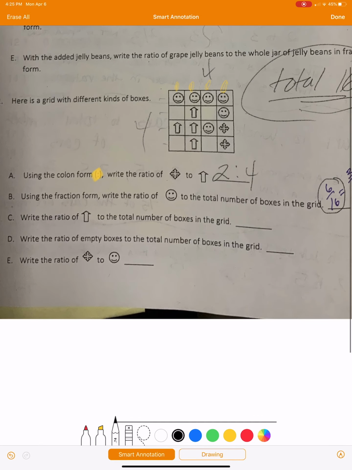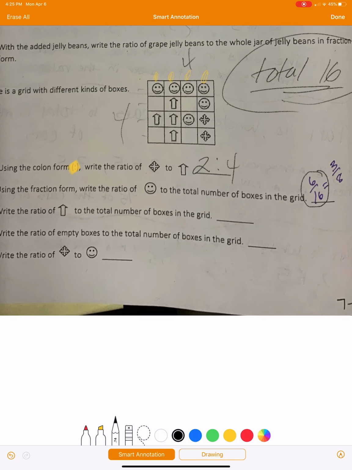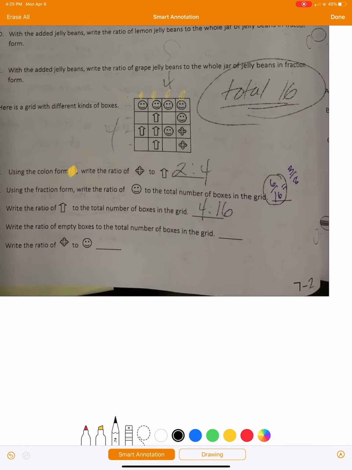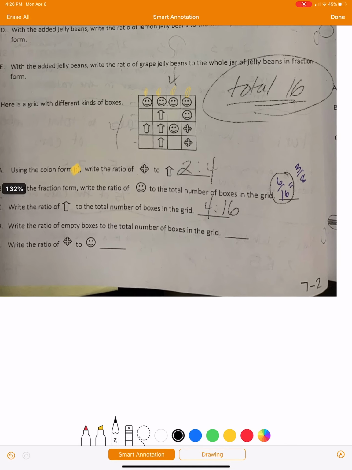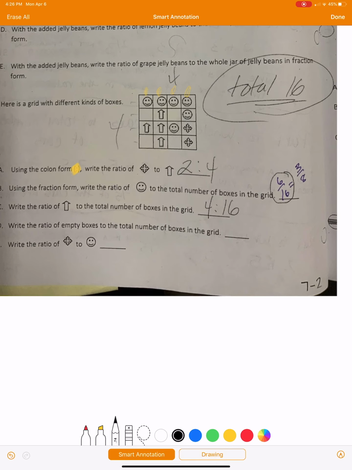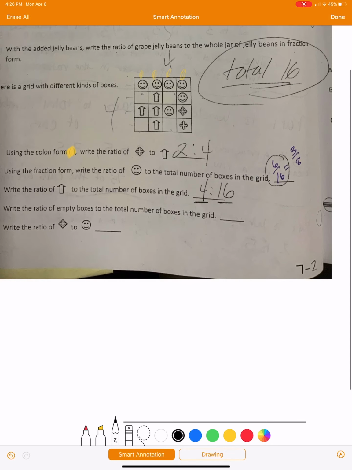Next, write the ratio of arrows to the total number of grid boxes. Hopefully you're getting this. The total would be 4 to 16. I can write it that way, since it didn't ask for the fraction form. It was the ratio or proportion of arrows to total boxes. Write the ratio of empty boxes to total number of boxes. Well, there was 1, 2, 3, 4, so 4 to 16. In both cases I can make them smaller by dividing both by 4, so this would be 1 to 4, 1 to 4.